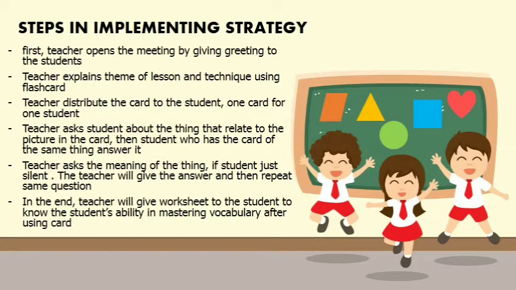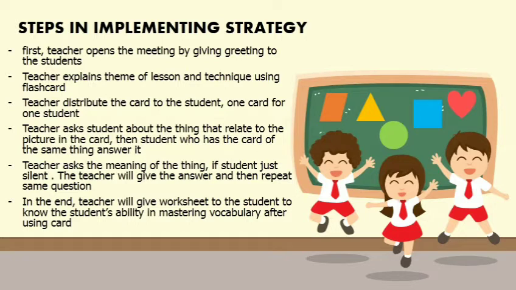The next step is the teacher distributes the cards to the students. The teacher has two sets of cards. And when the teacher distributes the cards to every student, the teacher still has the same cards, one card for one student. The cards used are pictures of animals like tiger, cat, dog, and lion, etc.